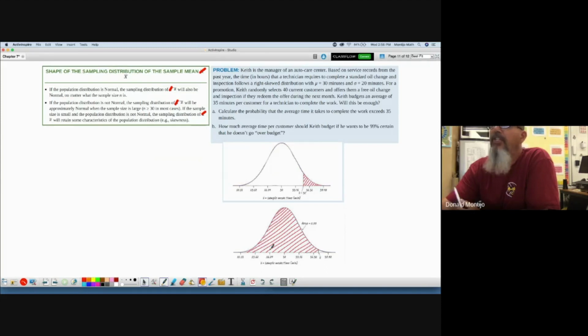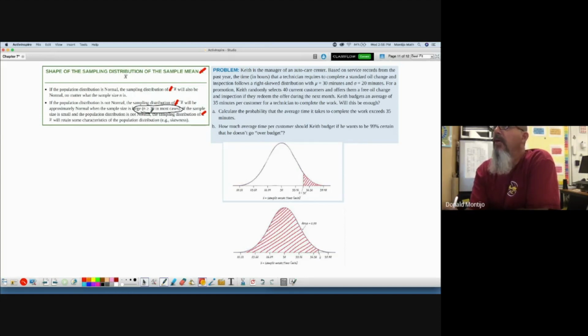If the population distribution is normal, then so will its sampling distribution. If the population distribution is not normal, oh, nice, they did tell us. If n is greater than or equal to 30, then it's going to be normal. Super cool. So let's look at one more example here.